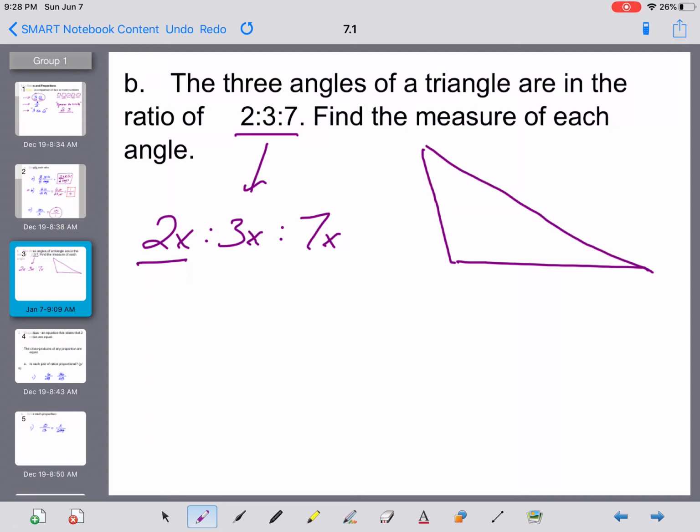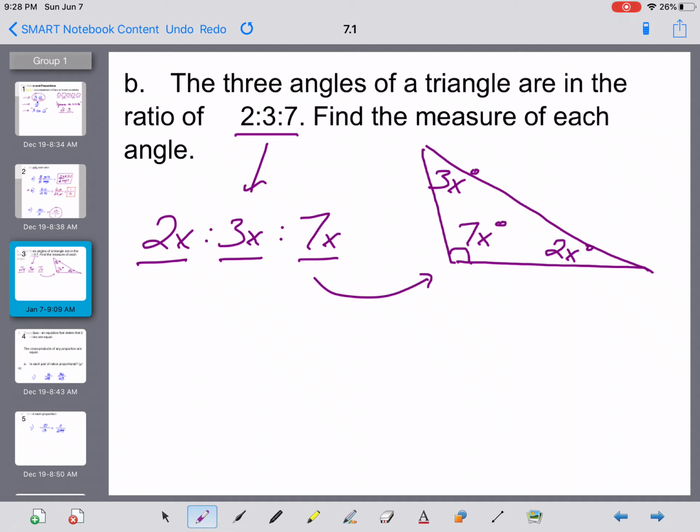And these 3 measurements right here are the measures of the angles that we're going to draw within this triangle. So the largest angle, which looks like this one right over here, is going to have a measurement of 7x degrees. The smallest or the sharpest angle, this one over here, is going to be 2x degrees, and the one in the middle is going to be 3x degrees.